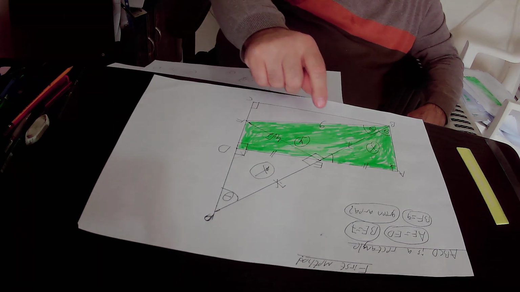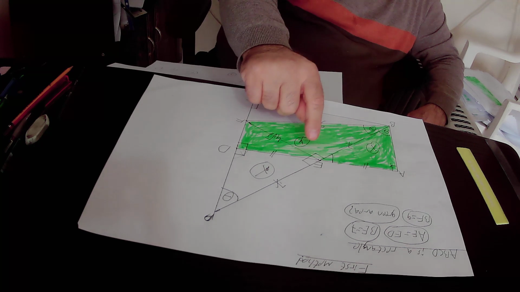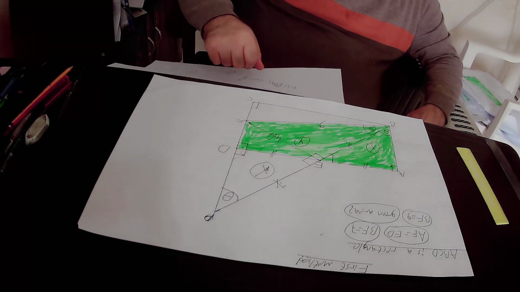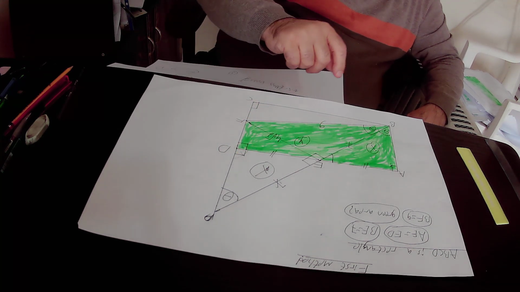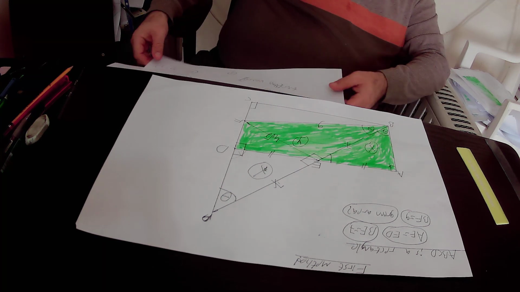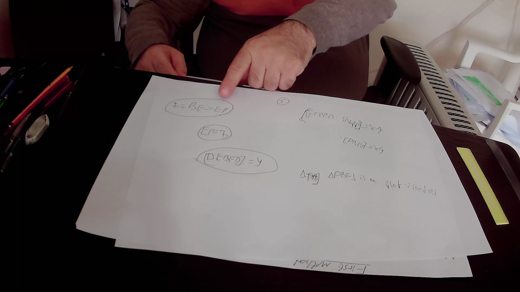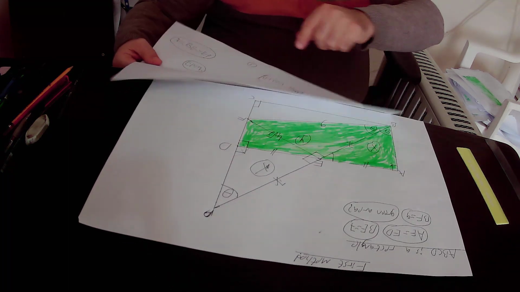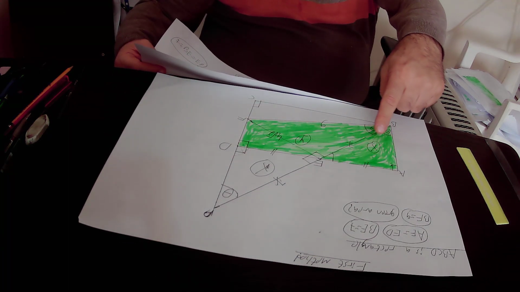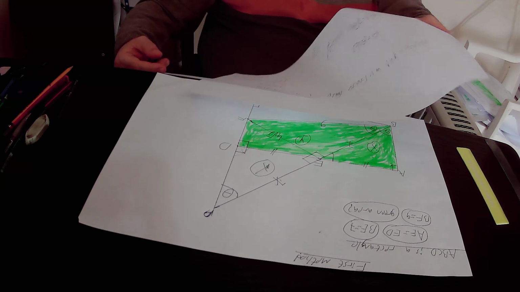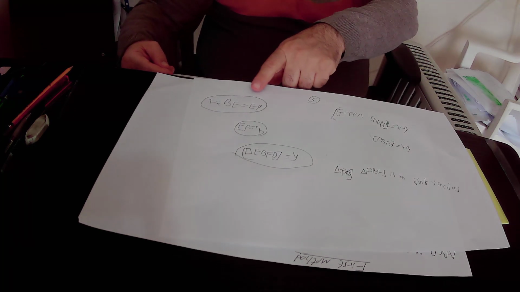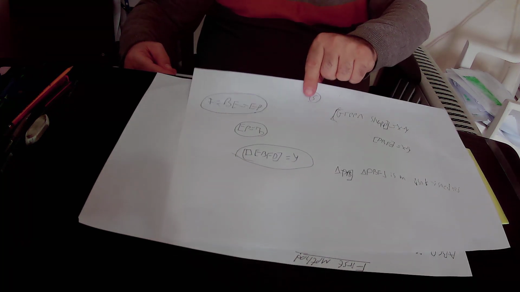BE equals EP according to the rule that corresponding sides in congruent triangles are equal to each other. So BE equals 7 units, therefore EP will also be equal to 7 units.